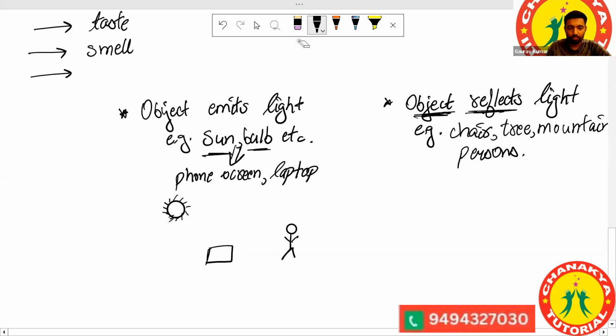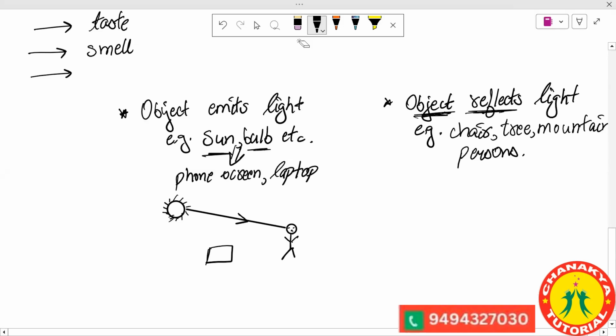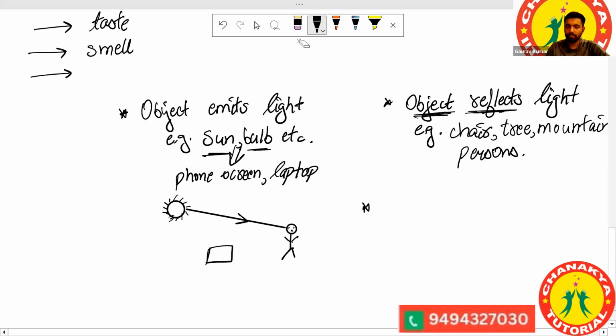So can we directly see the sun? How? With the help of direct rays. Direct rays are coming from the sun. Do you know that light travels in a straight line? Yes, can we say that light travels in a straight line? Yes, sir. So light always travels in a straight line.